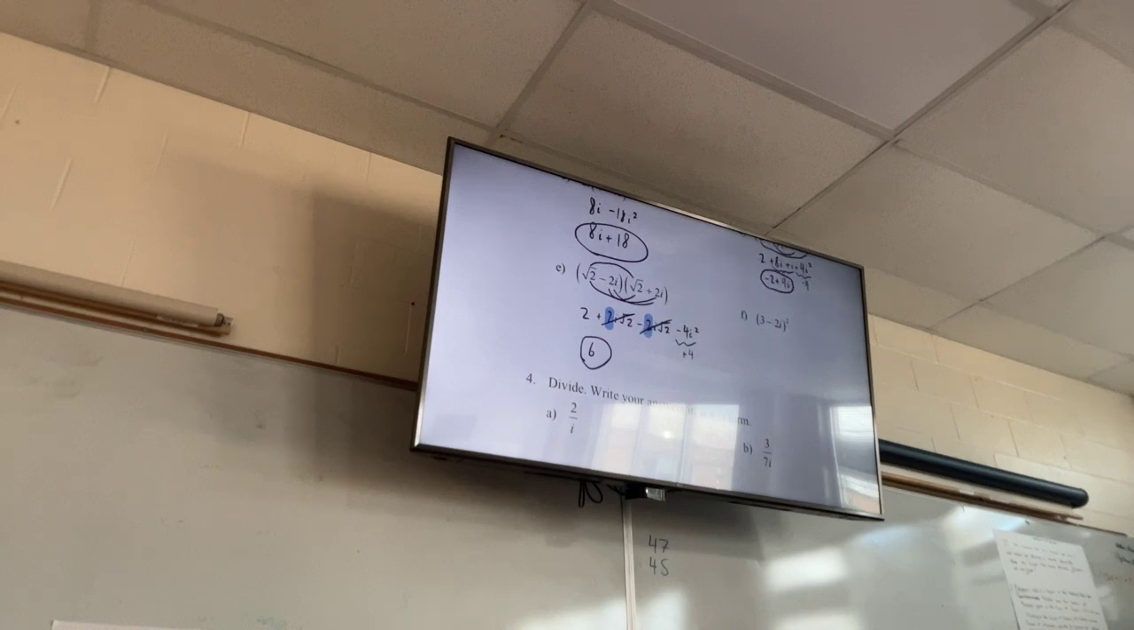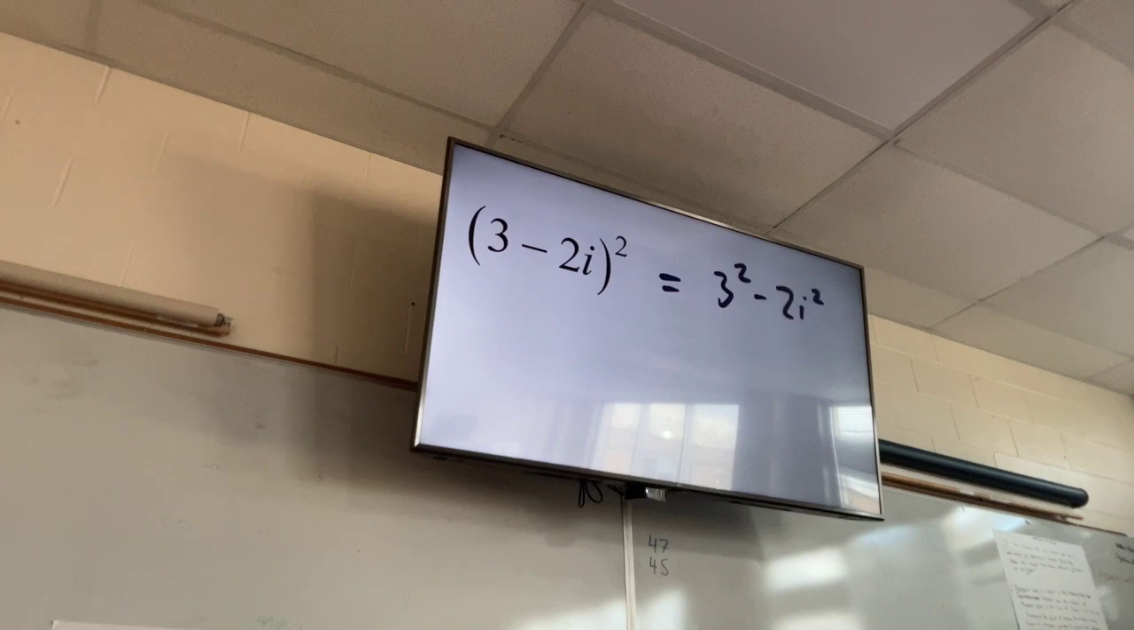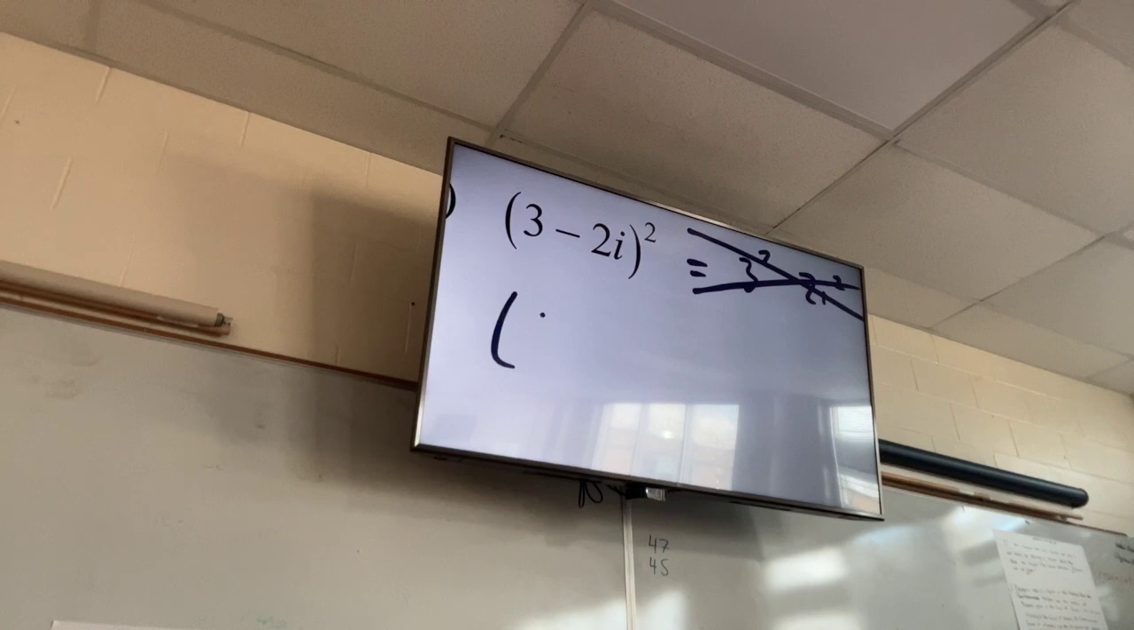Alright. And then F, the classic parentheses squared. What's someone going to do? What's a mistake someone's going to make? So they're going to do 3 squared minus 2i squared, right? Why can't I do that? You have to FOIL. Yeah, good job. It has a minus sign in the middle, so you have to FOIL.